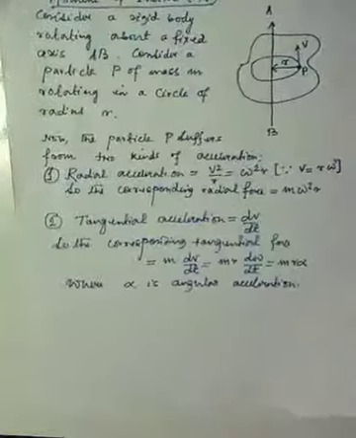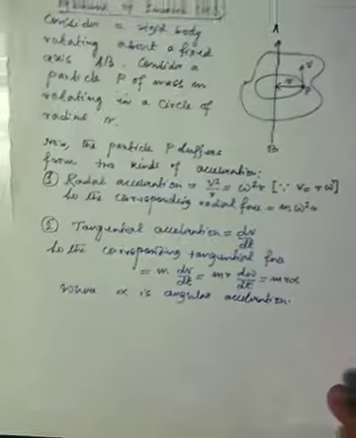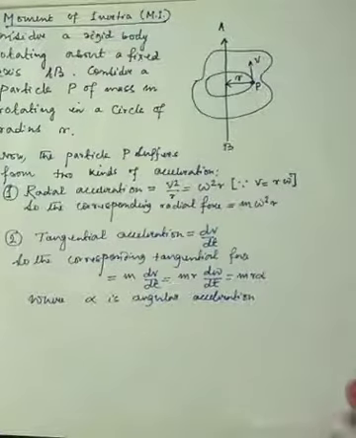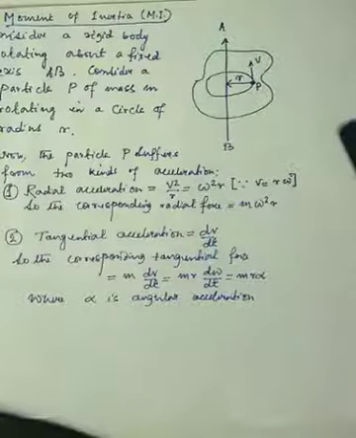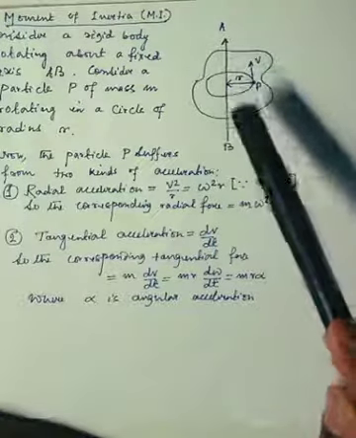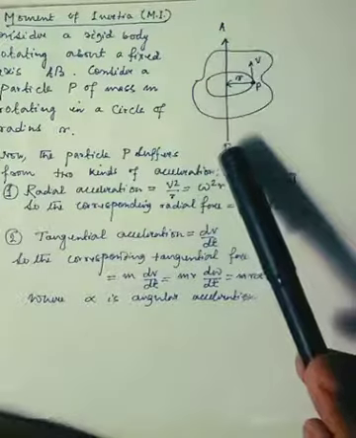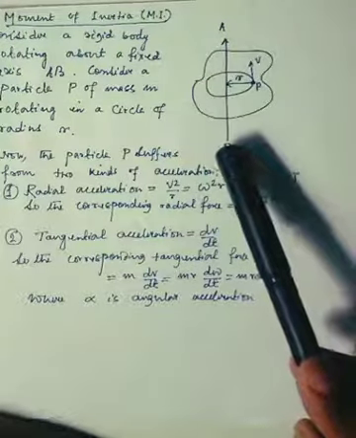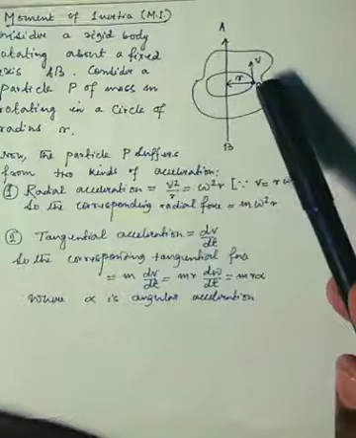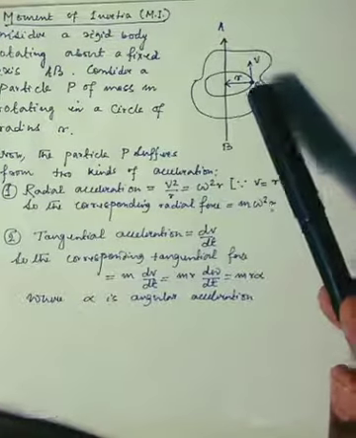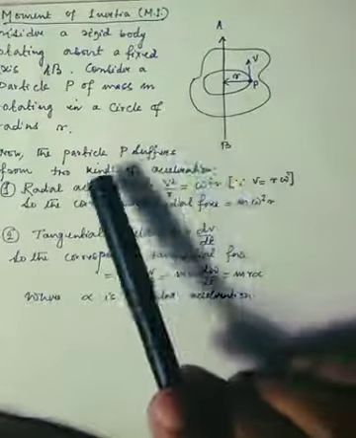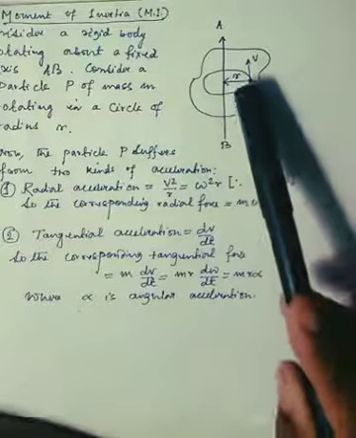The next concept is called moment of inertia. Now consider again one rigid body. This is the rigid body, and this is rotating about a fixed axis AB, and consider a particle P of the rigid body which is of mass small m rotating in a circle of radius r.